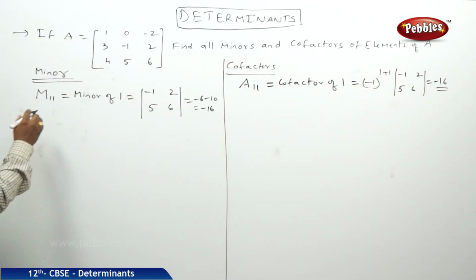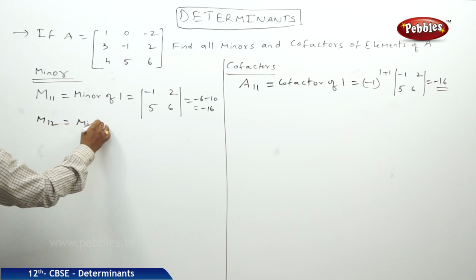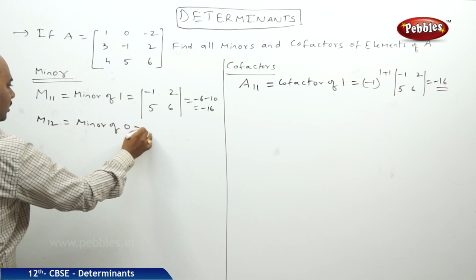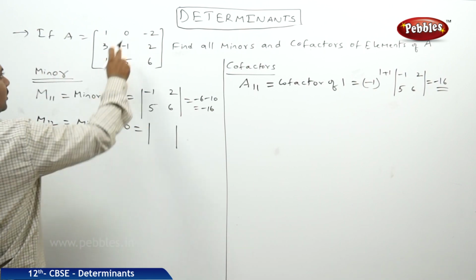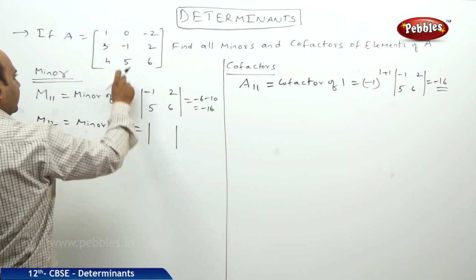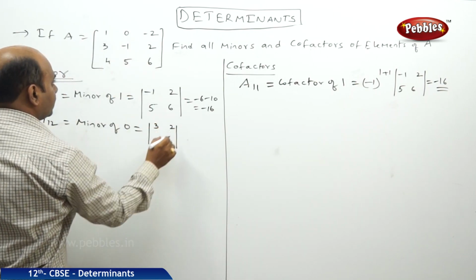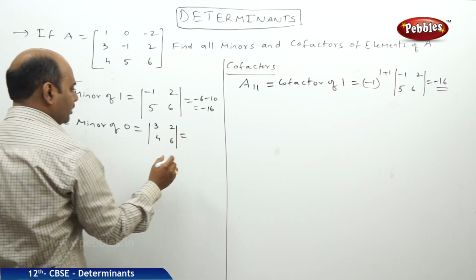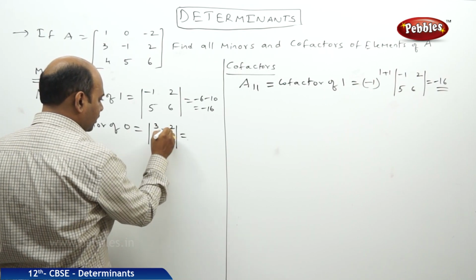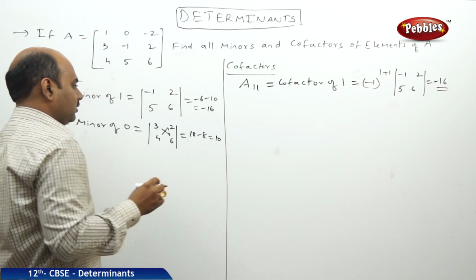Parallelly I am doing. Similarly M12. M12 means what happens? Minor of 0. Minor of 0 means what happens? Again, determinant obtained by deleting the corresponding column and corresponding row. That means what happens? 3, 2, 4, 6. 3, 2, 4, 6 means 18 minus 8, because 3 into 6 minus 4 into 2. So 18 minus 8 will be 10.